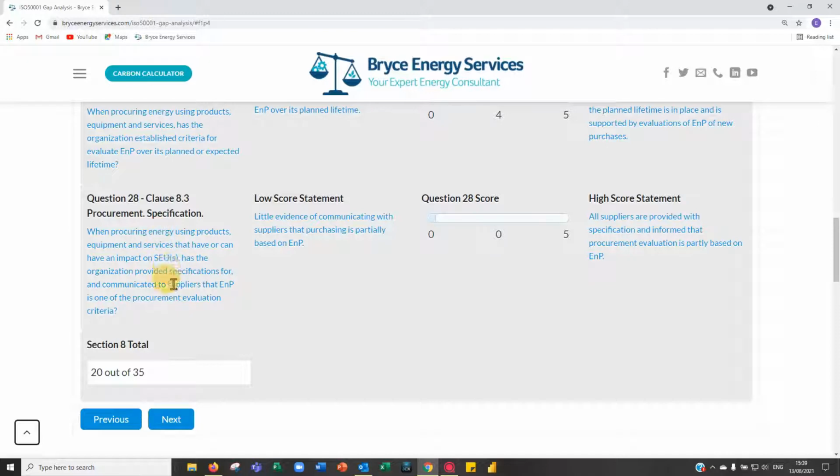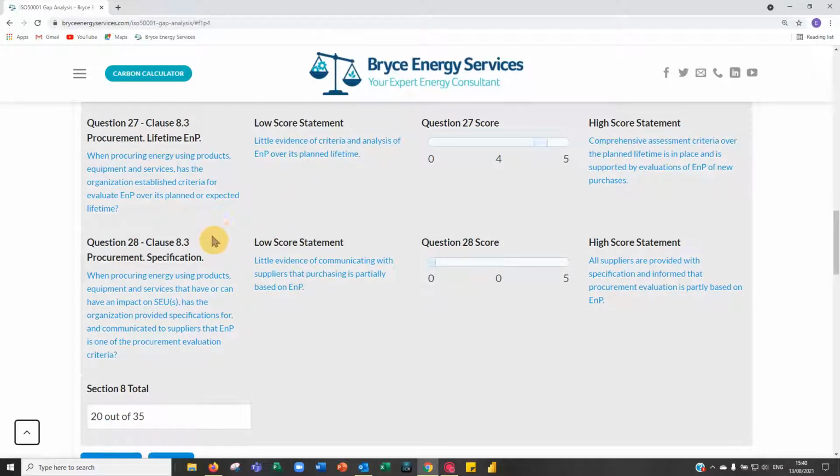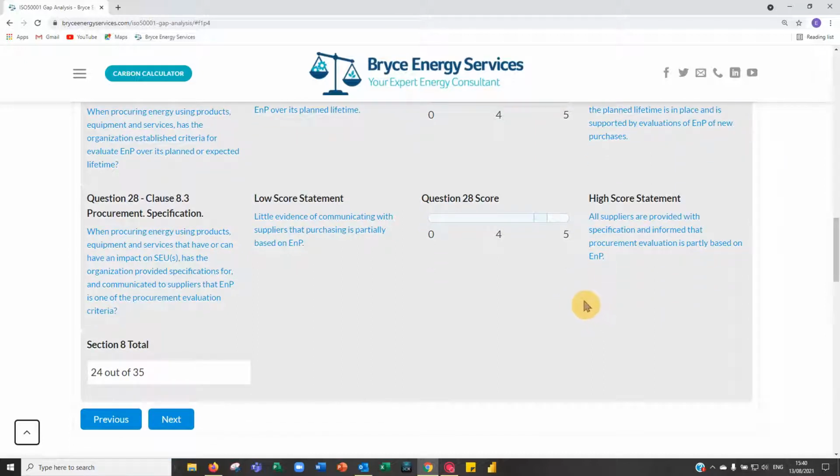Specification. Finally, on procurement, are you procuring with energy efficiency front and center on that specification? So in order to achieve 8.3, question 27, lifetime efficiency, specification needs to match. So give a 4 there. All suppliers are provided with specification, informed procurement, evaluation is partly based on energy performance. So you're telling suppliers the criteria is a balance between cost, energy efficiency, and lifetime efficiency.